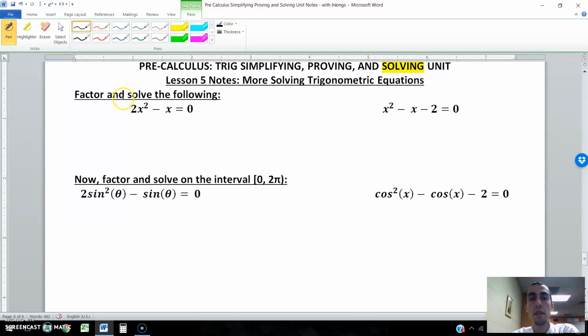Welcome to the fifth and final lesson in our current unit. To begin, we're going to factor some equations like we would have back in algebra class. Here we've got a common factor of x.